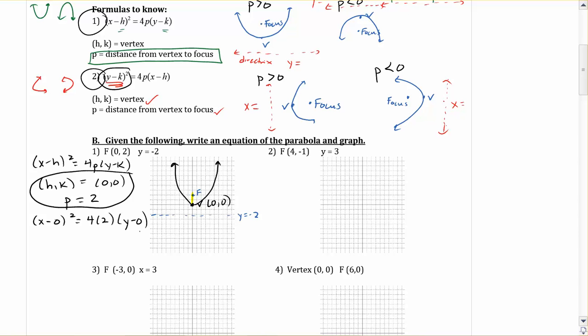And that's pretty good, but I don't want to leave it like that. I want to simplify. X minus 0 squared is just x squared. 4 times 2 is 8, and y minus 0 is y. So there's the equation of the parabola with that given focus and directrix.